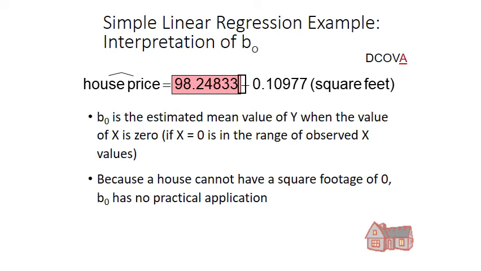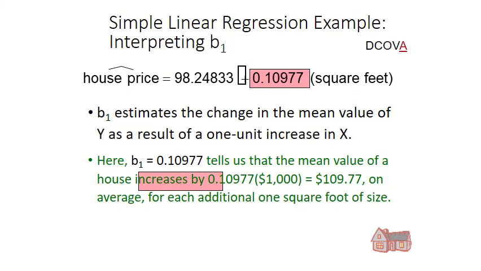For example, here b naught is the estimated mean value of house price when x is 0, that we have already explained here. Now what does it say? If beta is this, it tells us that the mean value of house price increases by 0.10, that is 109.77, on average for each additional 1 square foot of size.